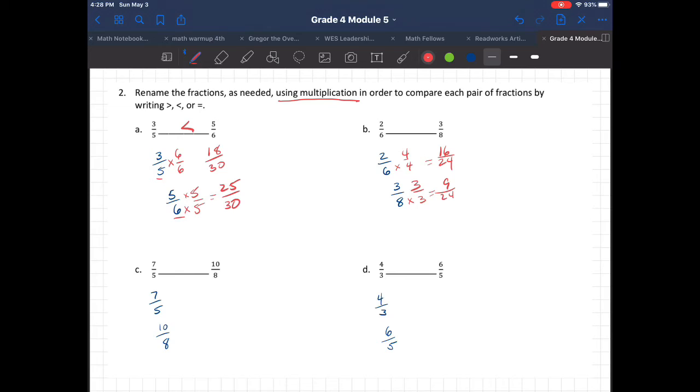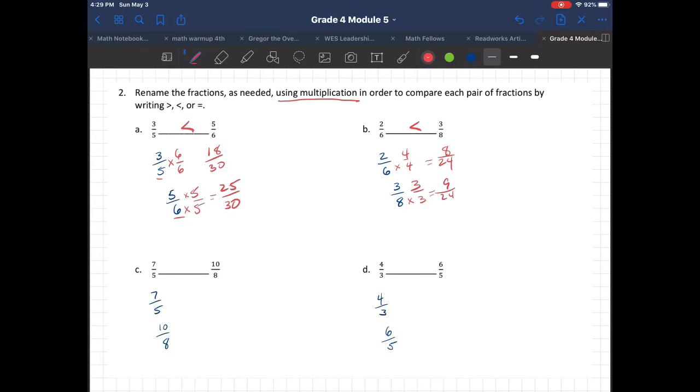Okay, 16/24 is way bigger than 9/24. Wait a second, I've made a mistake. Did you catch it? 2 times 4 is not 16. It's 8. And so that means 8 is less than 9. So it's actually the 2/6 that is a little bit smaller.